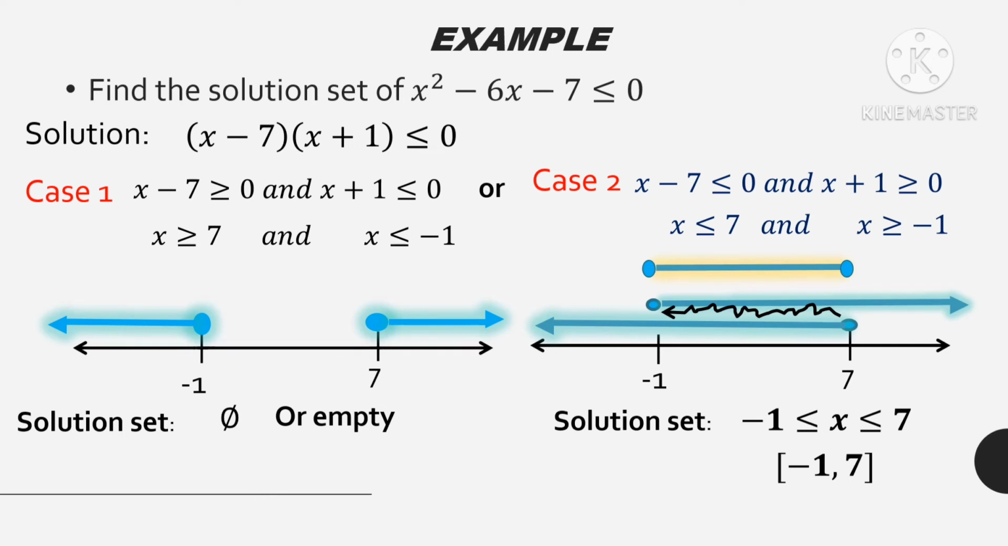Sa case number 1, there's no solution. So in case number 2, this is our solution. So the final answer is open bracket -1 comma 7 close bracket. So what are those numbers? There are infinite numbers also. But if we wanted to just name the integers from -1 to 7, ano ba yun? Yung -1 kasama 0, 1, 2, 3, 4, 5, 6, 7. Okay? But there are other numbers in between those integers.